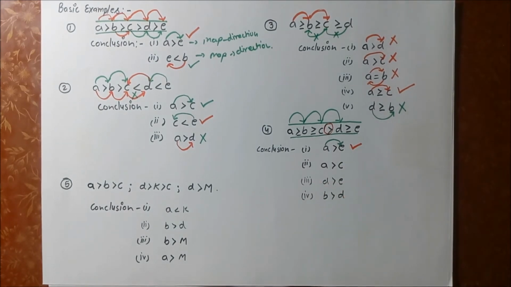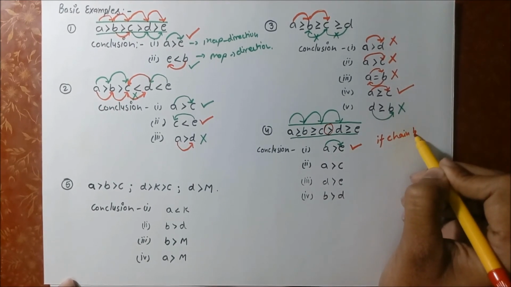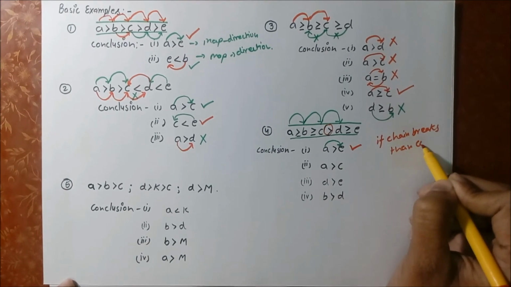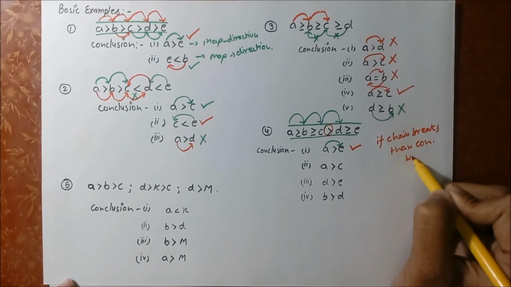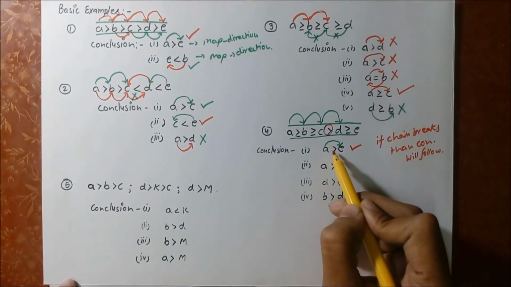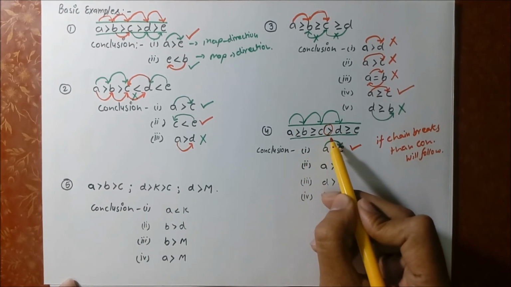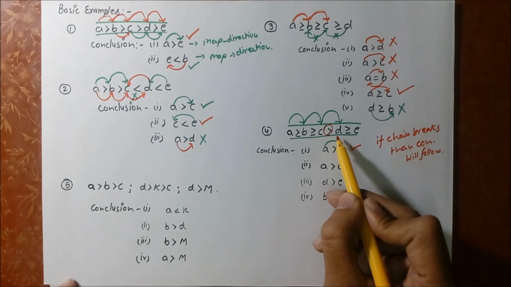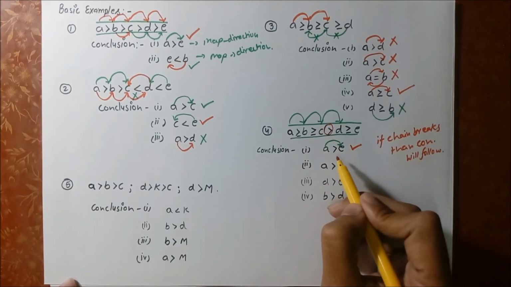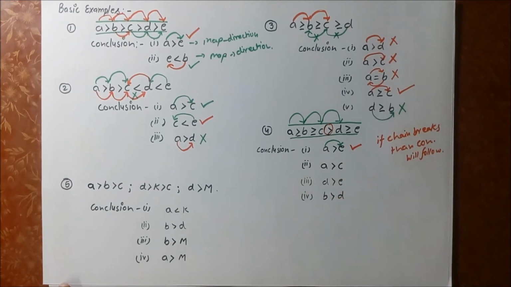Or you can say like that, if the chain breaks, then the conclusion will follow, right? Means they are giving greater than signs, and all are greater than signs, but equal to is not present between C and D, so the chain is broken. So I can say that we must pass through this door only, so this statement will follow.